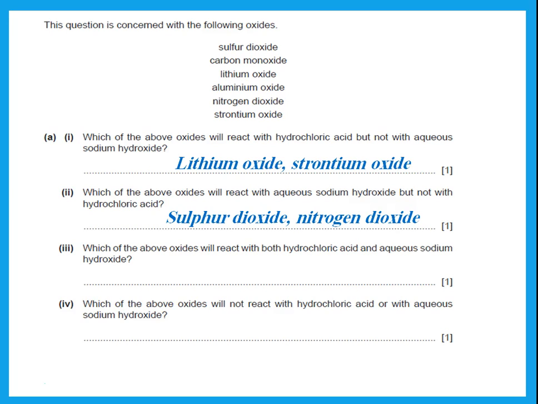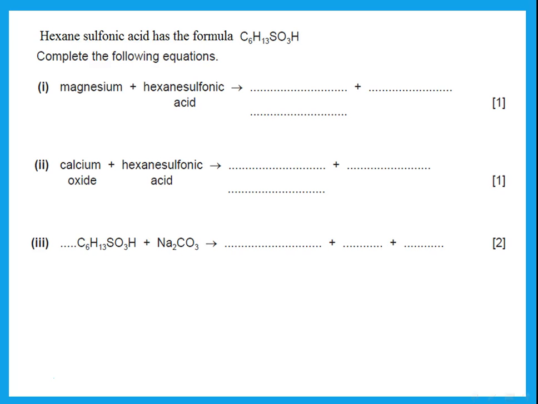Which of the above oxides will react with both hydrochloric and sodium hydroxide? In order to react with both, it has to be amphoteric. So, which of these is amphoteric? We said oxides of aluminium, zinc, and lead are amphoteric. Which of the above oxides will not react with either of them? If it doesn't react with either of them, that means it is neutral. Which of these did we say is neutral? The carbon monoxide. Okay?